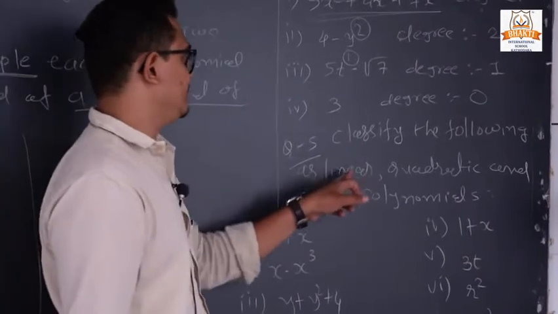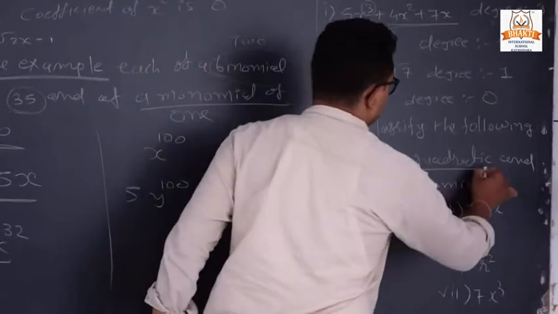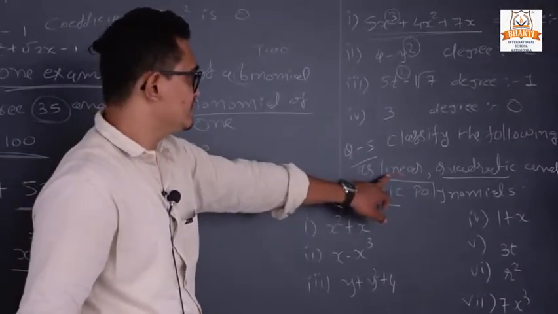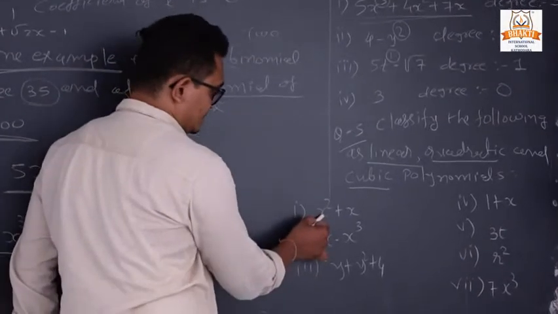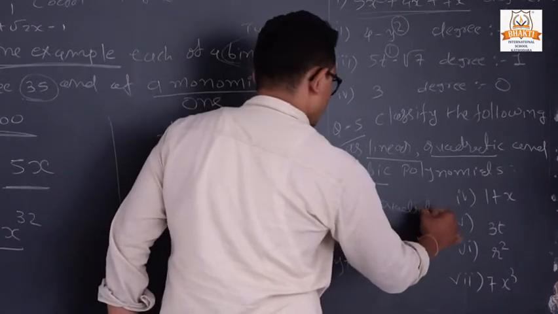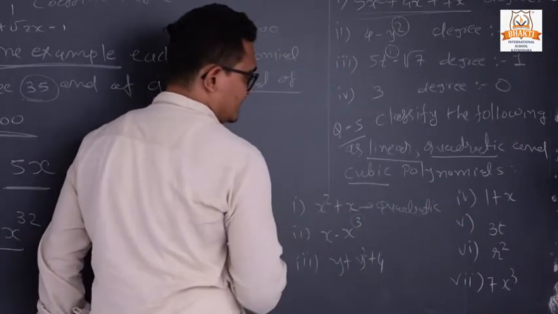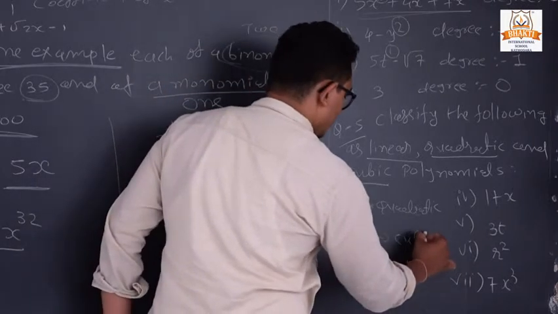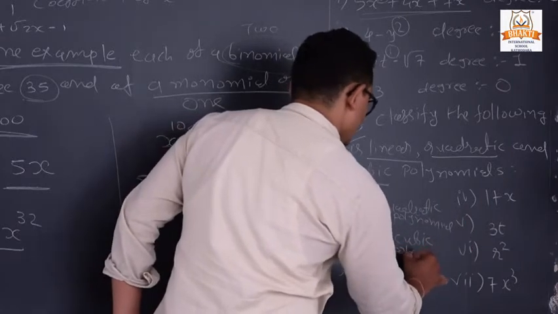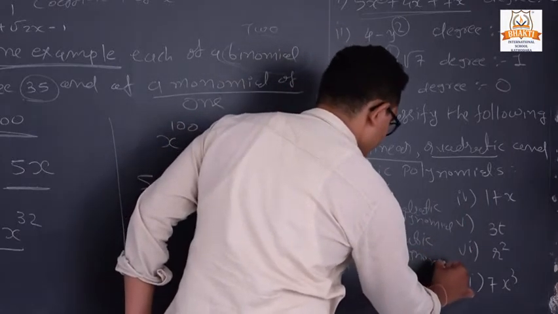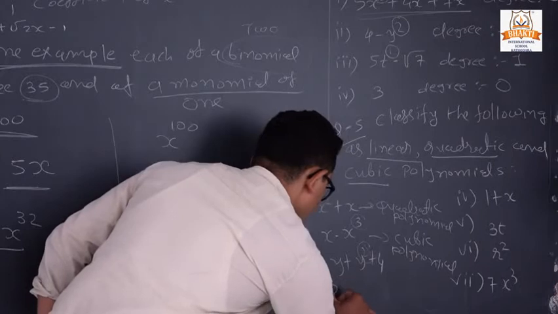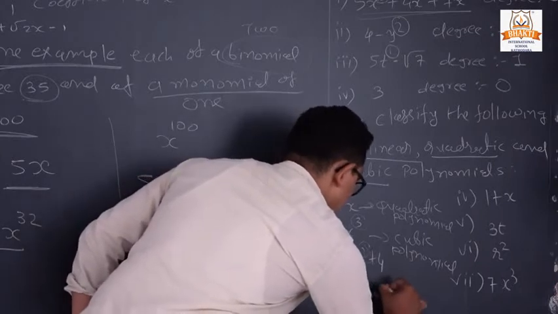They are asking to classify the following as linear, quadratic and cubic. If any polynomial has maximum degree 1, it is called linear. See the first question. Which kind of polynomial is it? Quadratic. Second, the maximum degree is 3, so it is called a cubic polynomial. Last, once again the degree is 2, so it is called a quadratic polynomial.